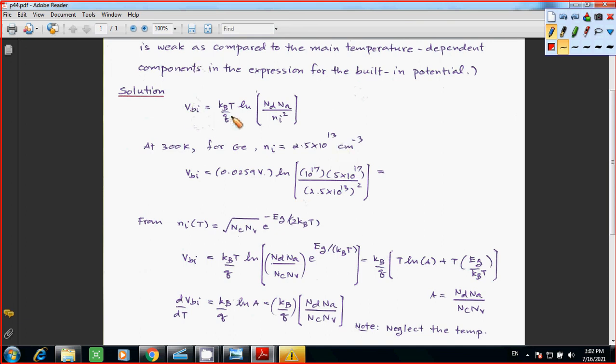VBI equal to kBT over Q, you know this equation, so we calculate the built-in potential at 300 Kelvin. I did not put the number here, you can do your own calculation, right? We have everything. We have ND 10 to the 17, you have NA 5 times 10 to the 17th, and your Ni for silicon at 300 Kelvin is 2.5 times 10 to the 13th. And kBT over Q is 0.0259 volt.